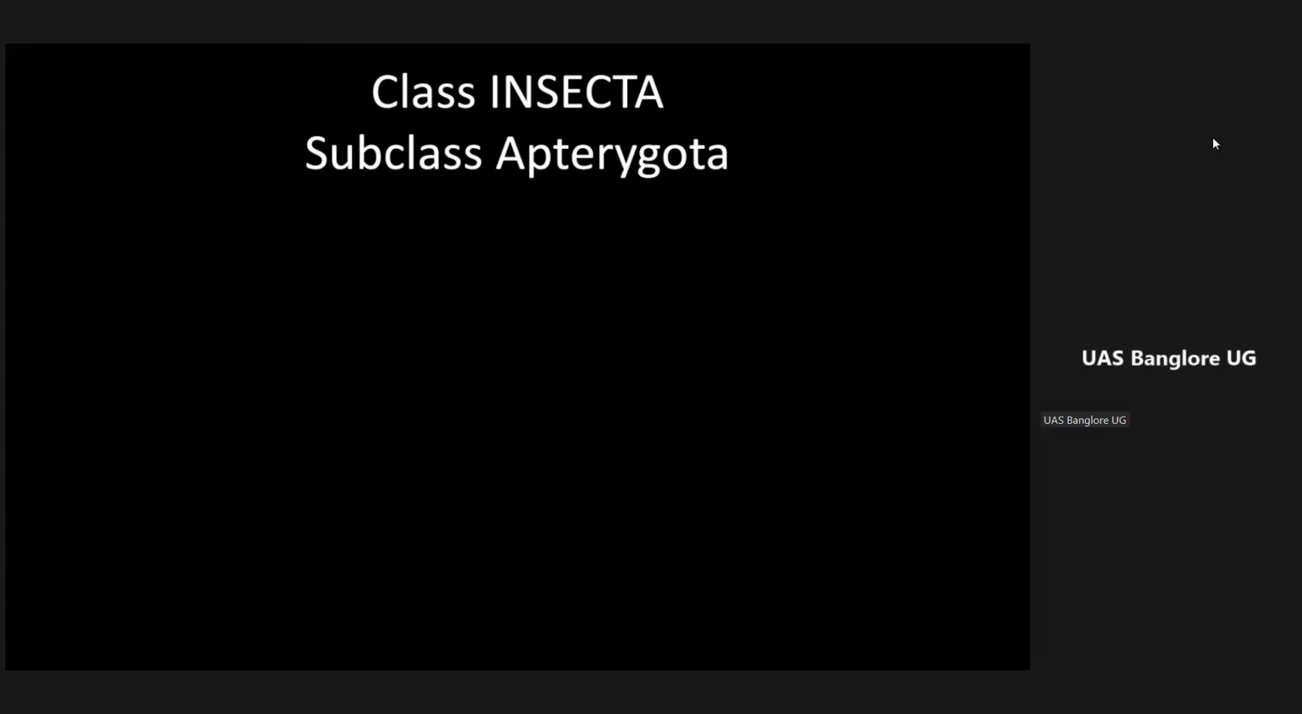So you should be able to remember in which antenna and eyes are absent, in which antenna is moniliform-like. Please remember, you should be able to remember what is Collembola, what is Protura, and what is Diplura. Please remember that.